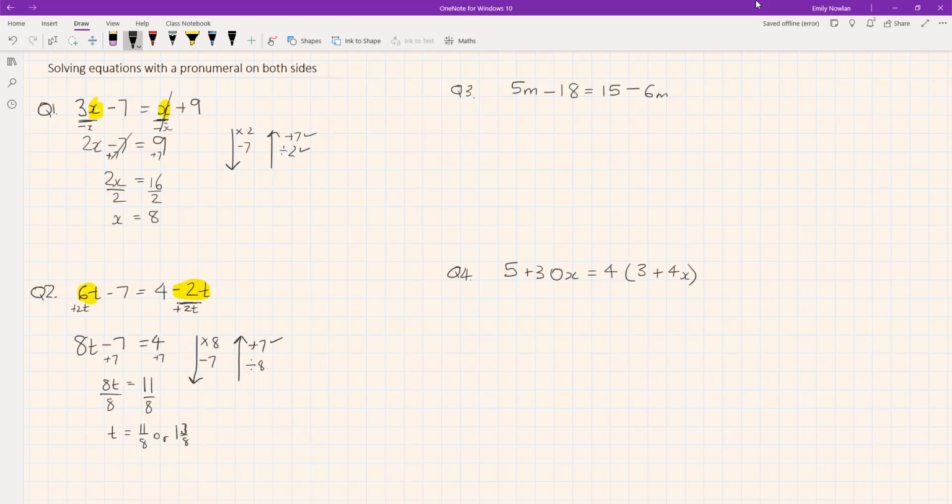You can even put 8 as a decimal if you want to. So either of those answers is fine. And you substitute them in, you can test it and see that you get the same answer.